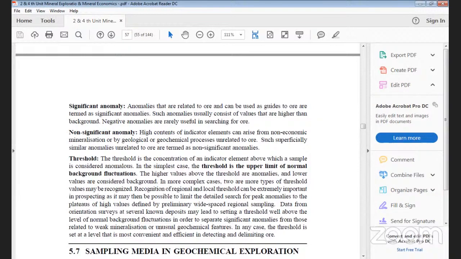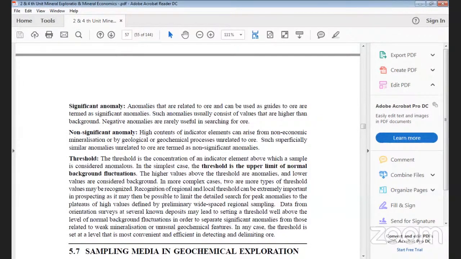Then what about the threshold value? The threshold is the concentration of an indicator element above which the sample is considered anomalous. In the simple case, we see that the threshold is the upper limit of normal background fluctuations.